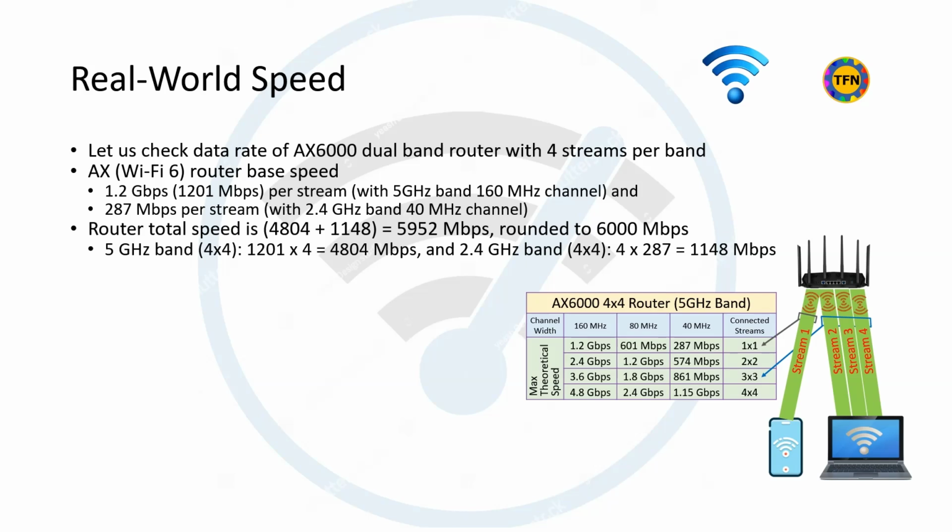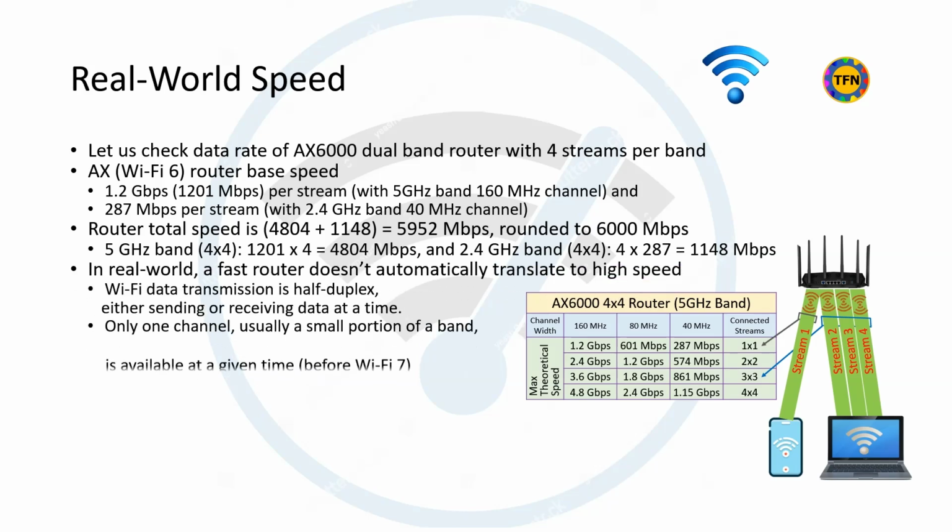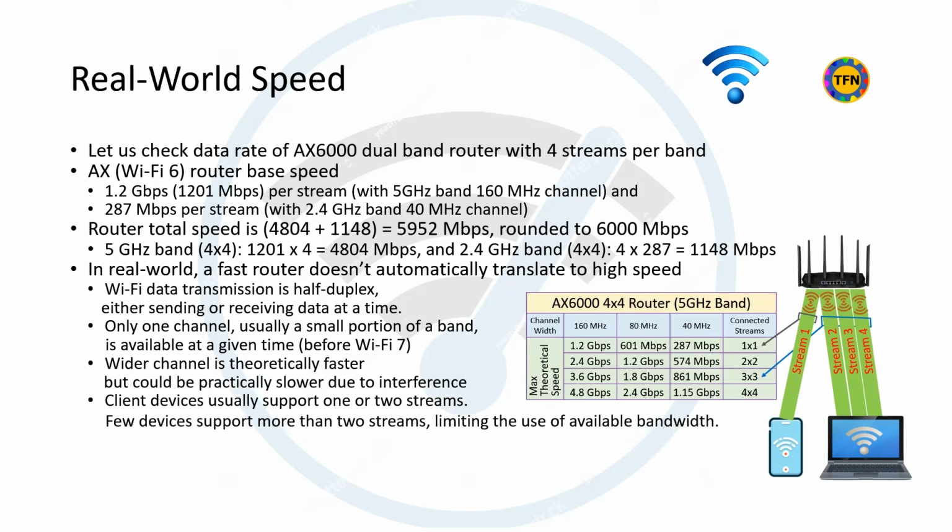In real world, a fast router doesn't automatically translate to high speed. First of all, Wi-Fi data transmission is half duplex, either sending or receiving data at a time, which reduces transmission efficiency to lower data transfer rate. Another limitation is availability of bandwidth. Only one channel, usually a small portion of one of the frequency bands, can be used at a time with Wi-Fi standards before Wi-Fi 7. Using wider channel for higher speed is also not always practical due to interference.